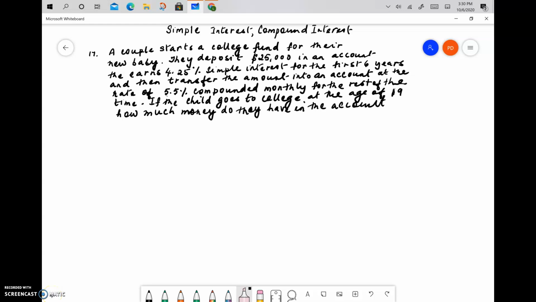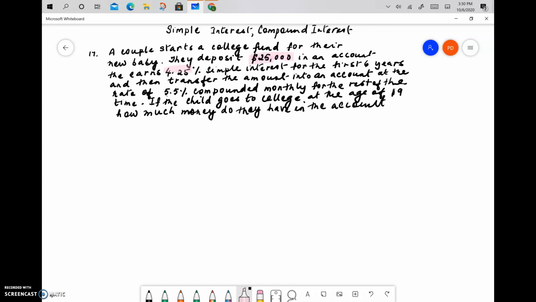This is a problem in which we are going to use both simple interest and compound interest formulas. So let's read the question. A couple starts a college fund for their new baby. They deposit $25,000 in an account. So that's the present value of money. So at this time, they deposit $25,000.